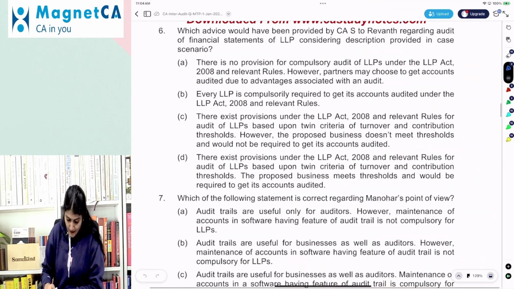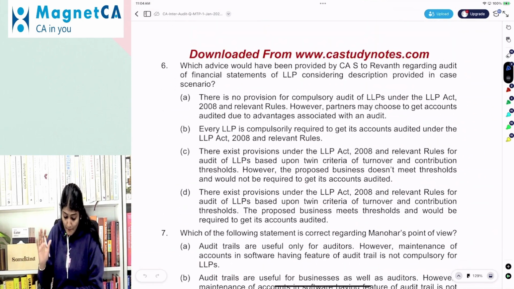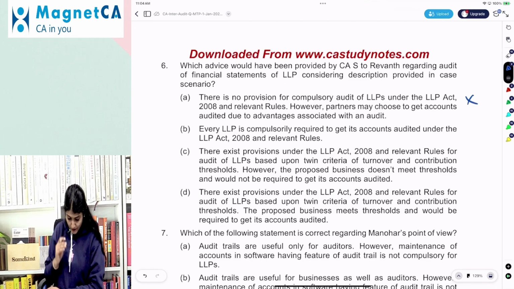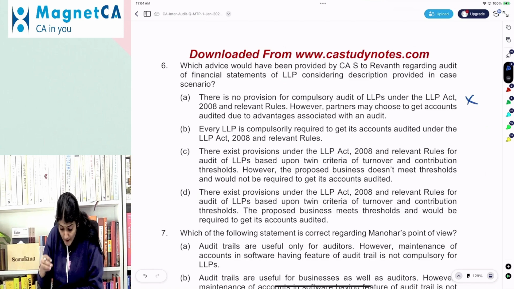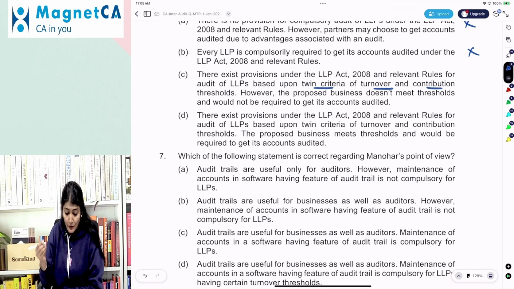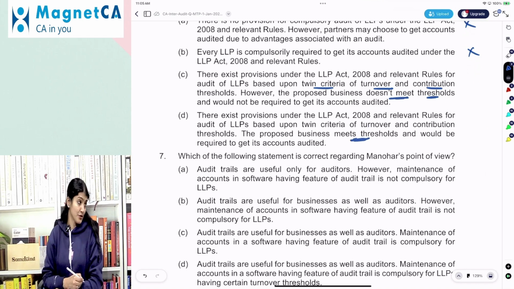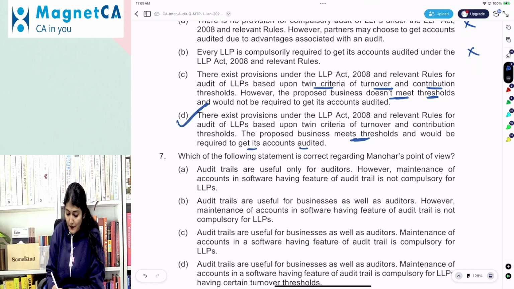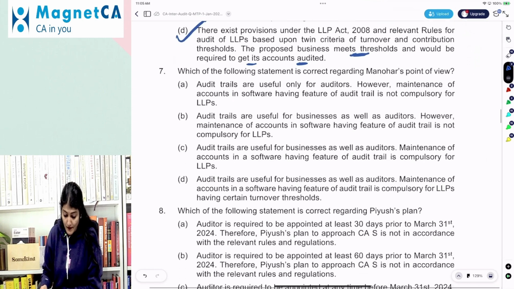Okay, so now let us come. There is no provision for compulsory audit? No, there are provisions. Every LLP is compulsorily required to get its account audited? No, there exists a provision under the LLP rules based on the twin criteria of turnover and contribution. The proposed business meets the threshold. Right, so the proposed business meets the threshold and would be required to get its accounts audited.